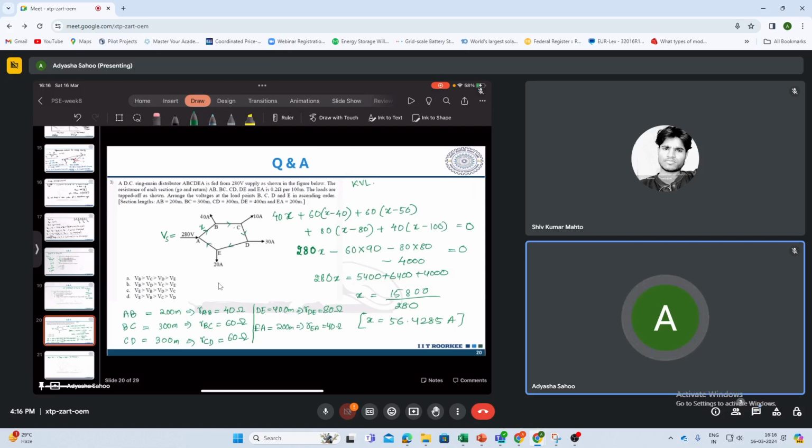So actually here it is 0.2 ohm for 100 meters. That means this resistance I have computed wrong. So this will be just 0.4. This is 0.6. This is 0.6. Sorry, this is correct. And RDE is 0.8, and this is 0.4. So 0.4, 0.6, 0.6, 0.8, 0.4.